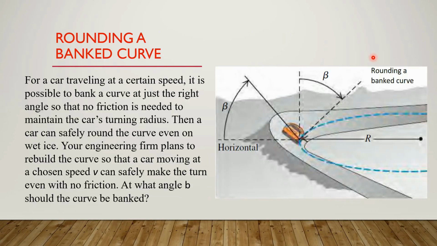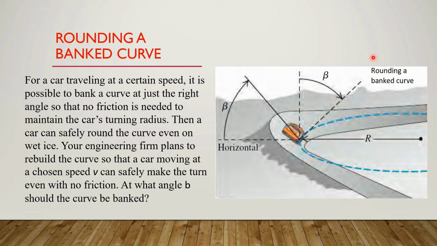Rounding a banked curve. For a car traveling at a certain speed, it is possible to bank a curve at just the right angle so that no friction is needed to maintain the car's turning radius. Then a car can safely round the curve even on wet ice. Your engineering firm plans to rebuild a curve so that a car moving at a chosen speed v can safely make the turn even with no friction. At what angle beta should the curve be banked?